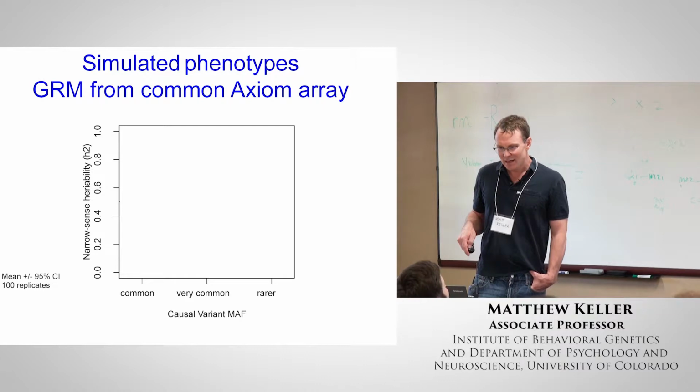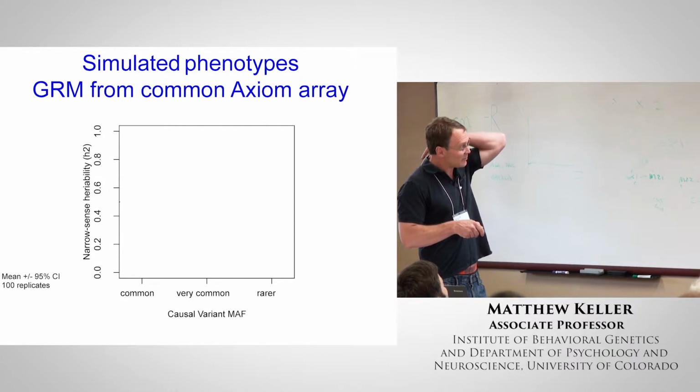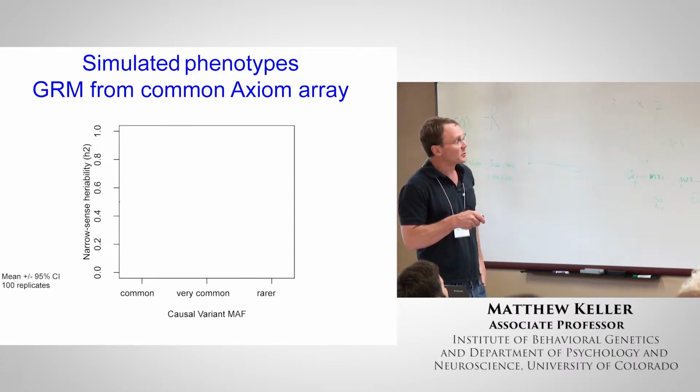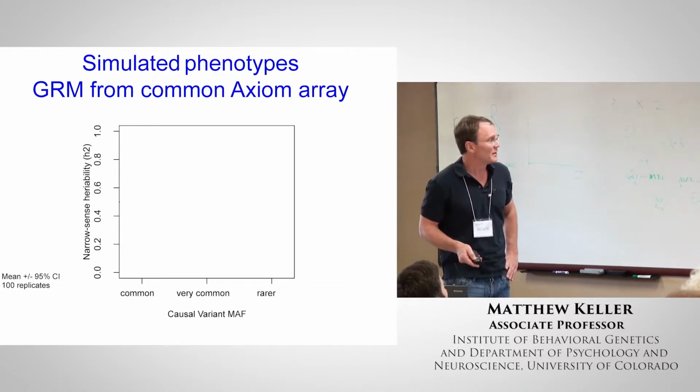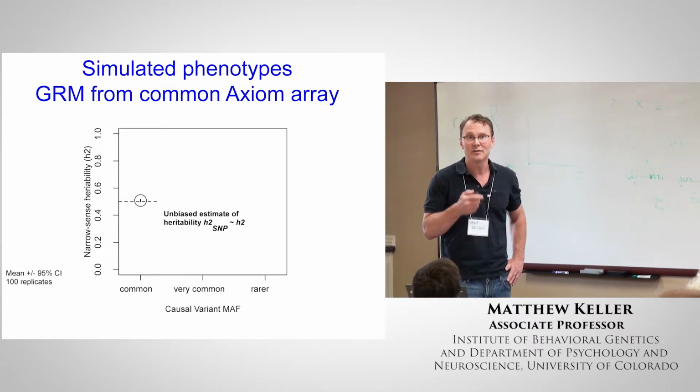So we simulated phenotypes from GRMs from common arrays. When the causal variants are common, and the GRMs are from the common SNPs, the heritability that we're simulating here is always going to be 0.5. So the true heritability here is 0.5. If you get something like this, we know our estimates are unbiased. These are the 95% confidence intervals that overlap the heritability of 0.5. So we have no evidence to believe that these estimates are biased in any way. So when the causal variants are common and they're built from a GRM of common SNPs, we get an unbiased estimate of the total heritability.